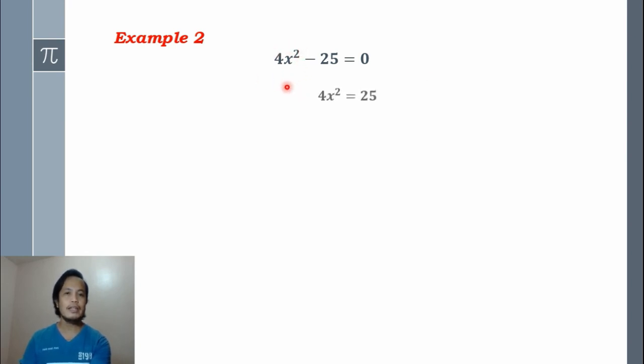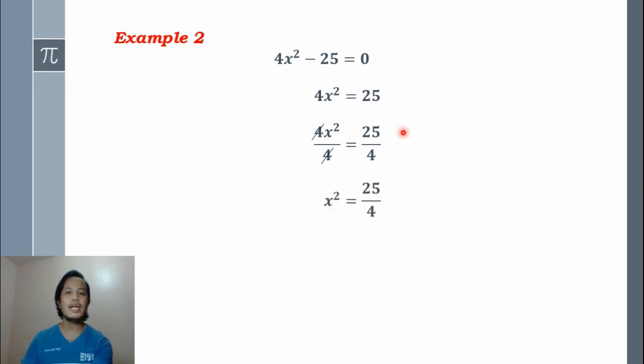So what remains at the left side shall be 4x squared, by the addition property of equality, so that is equal to 25. Then, eliminate the coefficient of x squared, which is 4, so divide both sides of the equation by 4. We cancel out the 4. What remains at the left side shall be x squared. Now, since we cannot divide 25 by 4, we will just simply copy 25 over 4.